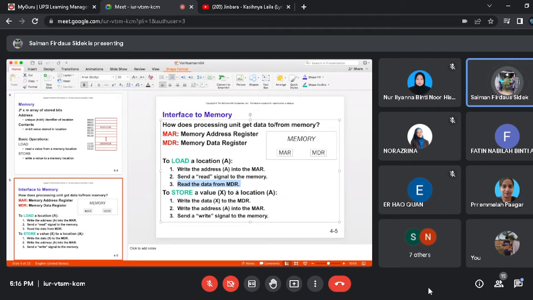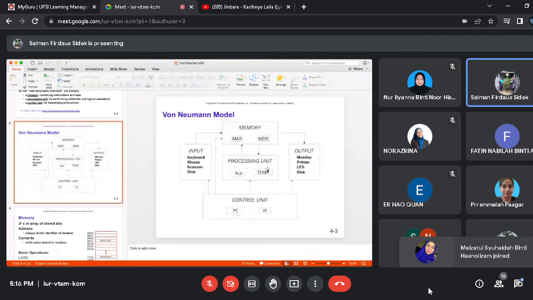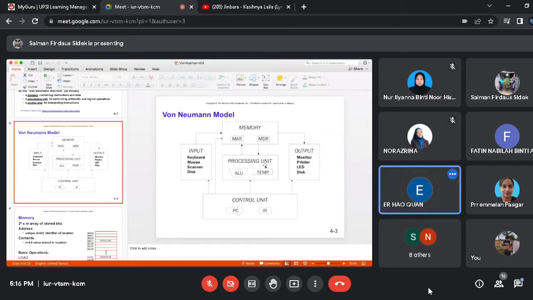So which component of the CPU will accept the data? In the CPU there are two components, right? So which component? Temporary. Okay, you need to know the function of all of these components, the bigger one and the smaller one. You need to know the function, what is the function of MDR.